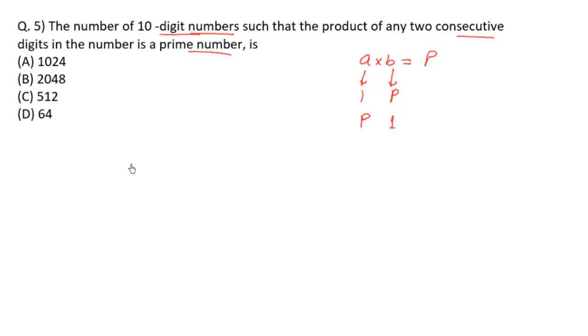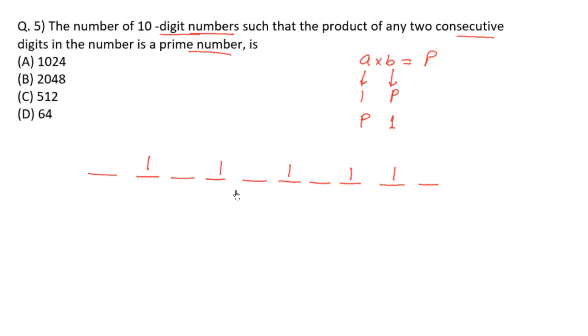Now the number of digits which we have to form is 10, so it is 1, 2, 3, 4, 5, 6, 7, 8, 9 and 10, right? Here we can have any two consecutive digits, right? So even the product of these two should be a prime number, or the product of these two should be a prime number, and so forth. So what we can do here is one of the cases, that say this number is 1, this number is 1, this number is 1, this number is 1, this number is 1, right?